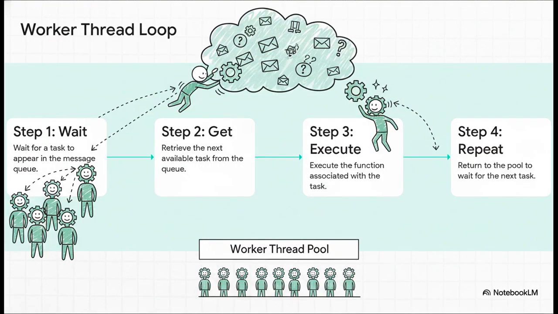And this is how it works. See how it all comes together? Each worker thread in that pool is just stuck in a simple loop. It waits for a job to pop up in a message queue. When one does, it grabs it, does the work, and then immediately goes back to waiting for the next one. That message queue becomes the central traffic controller for the entire pool of workers.